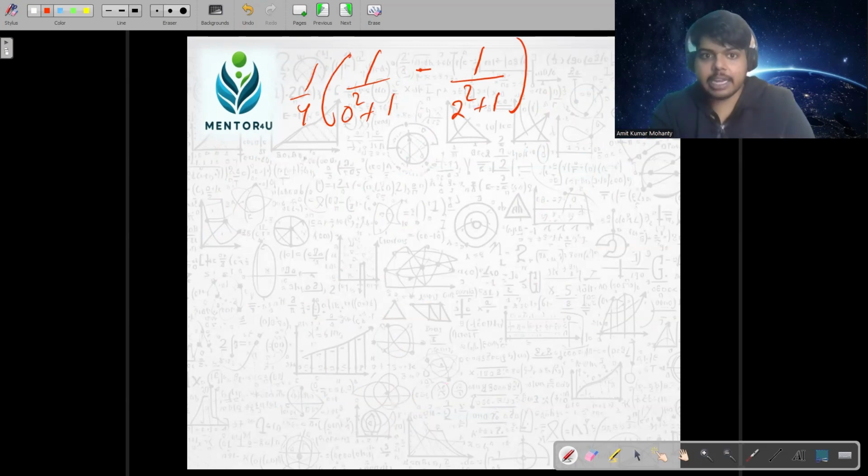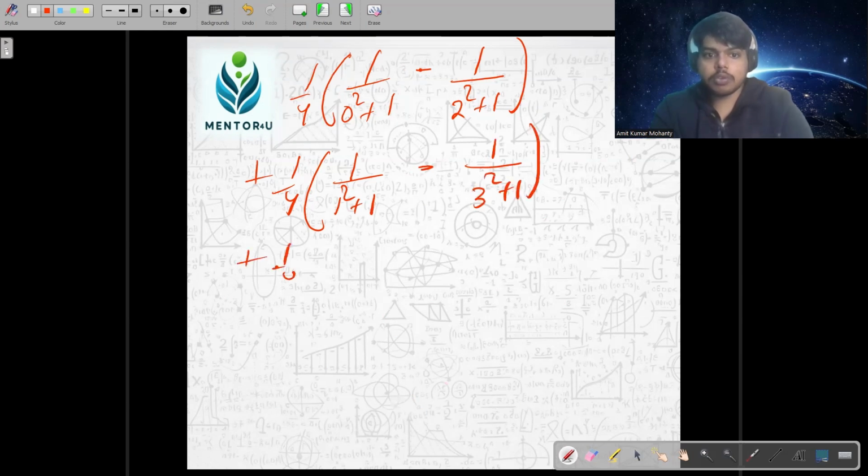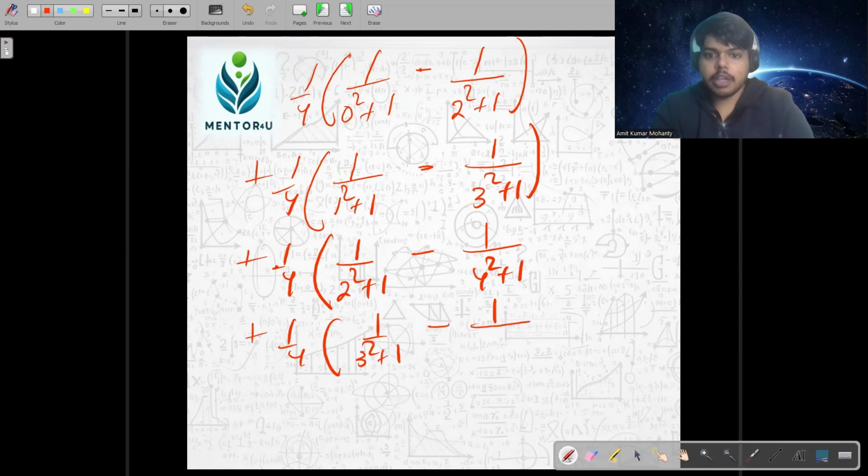If I proceed with the next n value, it becomes 1 by 4 times 1 by (n minus 1) square plus 1 with n equals 2, so 2 minus 1 will be 1 square plus 1, minus 1 by 3 square plus 1. You can see what is happening here, plus 1 by 4. Here is the change: 2 square plus 1 and minus 1 by 4 square plus 1. And let's write another value, 1 by 4 times 1 by 3 square plus 1 minus 1 by 5 square plus 1.